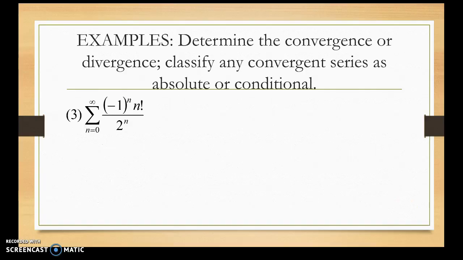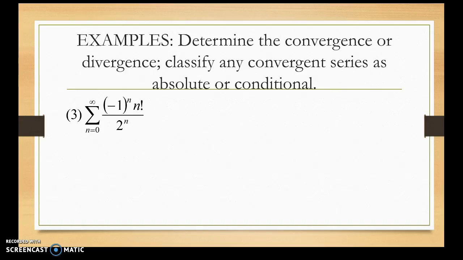Determine the convergence or divergence. Classify any convergent series as absolute or conditional. These would be very specific, your directions, okay? So if you needed to show that it was either a conditional or absolute convergence, the directions would say that. And furthermore, you have to either have an alternating series or a series that has both positive and negative terms.